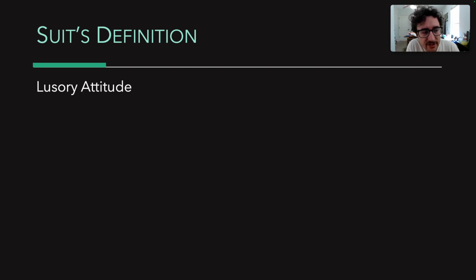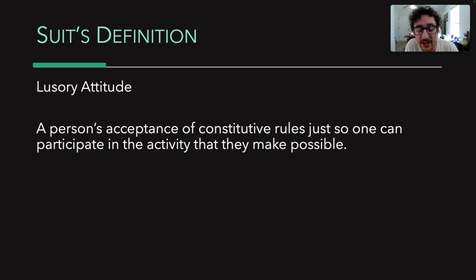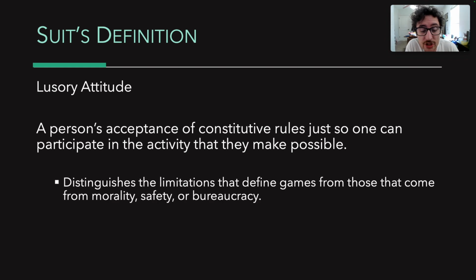The lusory attitude is a person's acceptance of constitutive rules just so that they can participate in the activity that they make possible. So this distinguishes the limitations on means that define games from those that come from morality, safety, or bureaucracy. That is, you might limit the means you're willing to use to accomplish a goal because you think those means are immoral. So you might say, I want to accomplish this, but I'm not going to kill someone to accomplish that because killing is wrong. Well, now you're not accepting that limitation because it helps make some activity possible. You're accepting that limitation because you think it's immoral to break that.